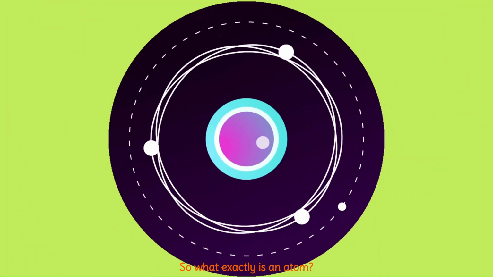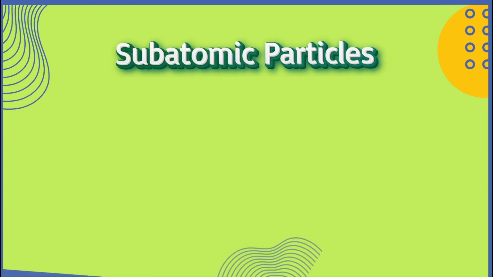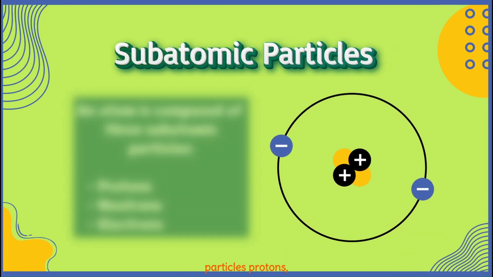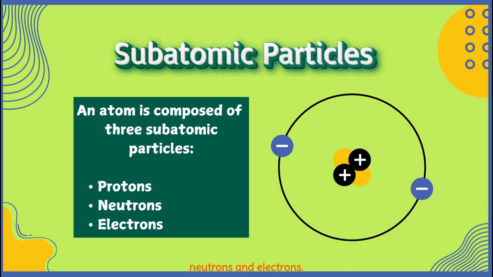So what exactly is an atom? An atom is made up of three key particles: protons, neutrons, and electrons. They are known as subatomic particles. Let's break that down a bit more by looking at the three subatomic particles individually.